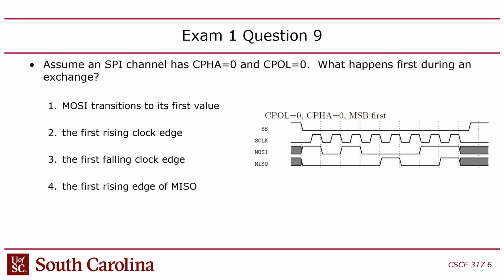Now you could say, well, wait a minute, what about SS? SS drops at the same time the data changes, which is true, but that's not one of the options here. So the answer we're looking for is MOSI transitions to its first value. MISO also does, but MOSI is the best answer. You guys see that? In other words, that's the thing that happens farthest to the left in the timing diagram.